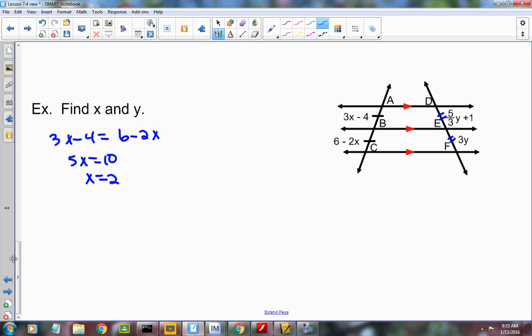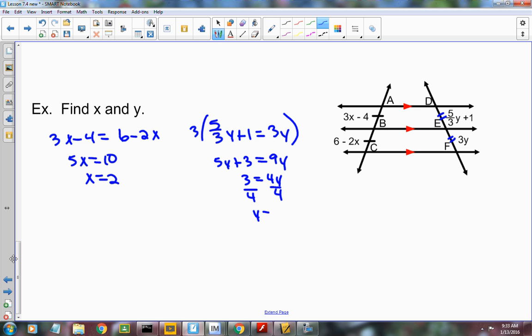And then to find y, basically the same thing, right? These two parts here are equal to each other. So I'm going to set 5/3 y plus 1 equal to 3y. And so, what should I do? Get rid of the fraction. How can I get rid of the fraction? Multiply both sides by 3. Okay, so I end up with 5y plus 3 equals 9y. I'm going to multiply each part, okay? Subtract 5y from both sides. That gives me 4y. Divide both sides by 4. And y is 3/4. So x is 2 and y is 3/4.